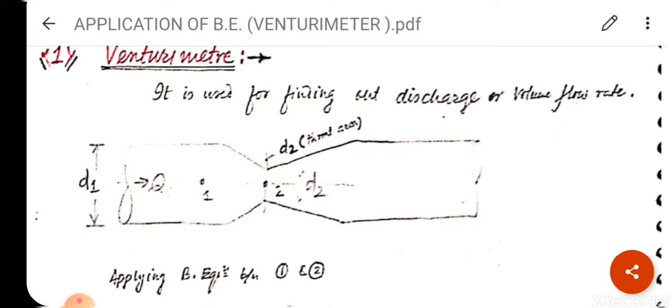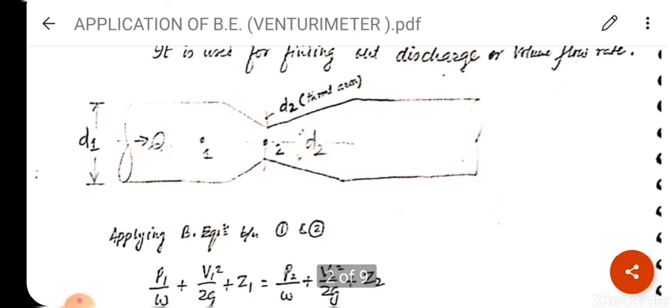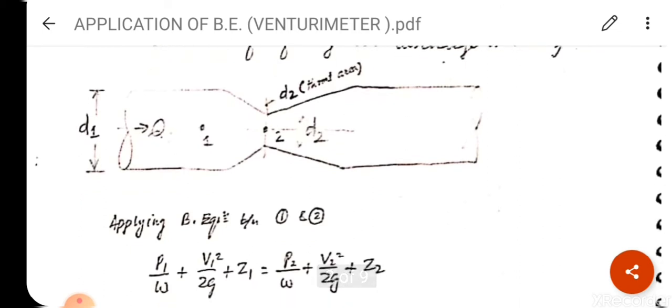Where do we use it? It is used for finding out discharge and volume flow rate in the pipe. D1 is the pipe diameter, Q is the discharge, 1 is the diameter of pipe, 2 is the throat diameter. Clear? So applying Bernoulli's equation, because it is the application of Bernoulli's equation.